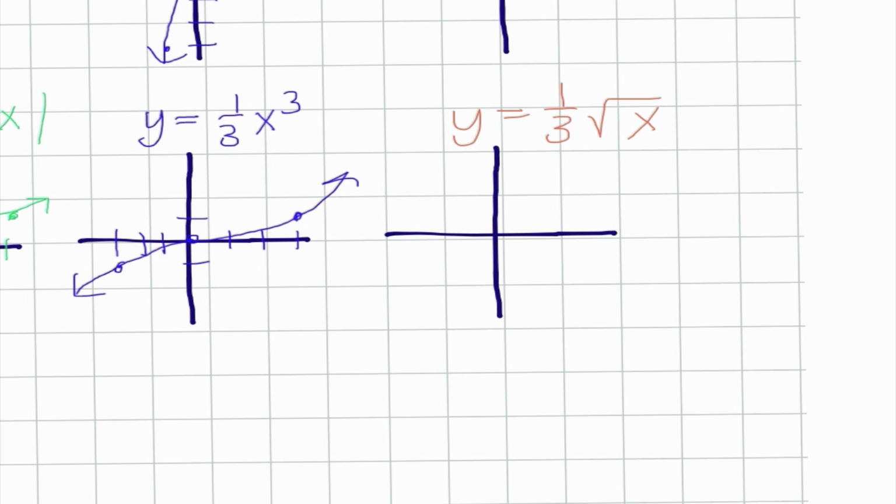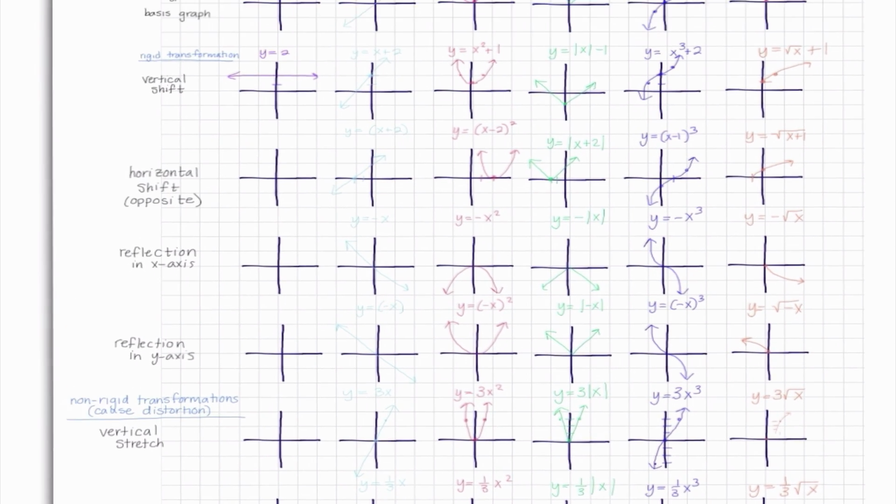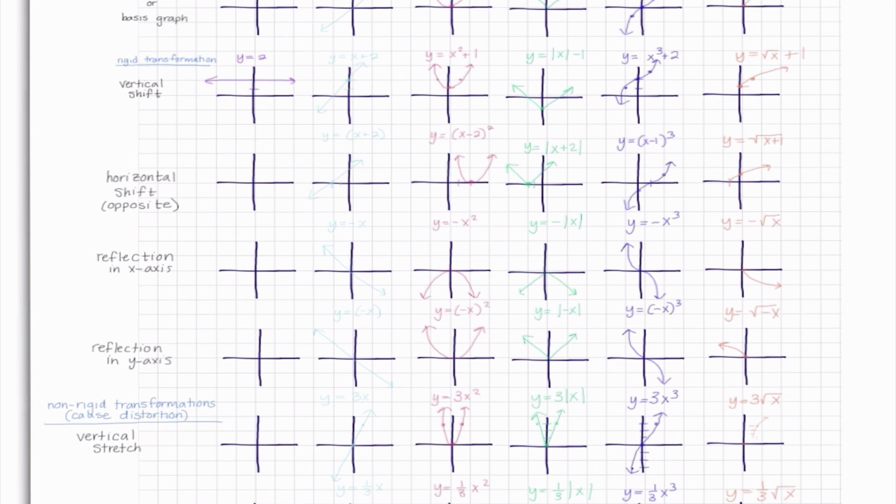Y equals 1/3 square root of x. Since 1/3 is less than 1, we know that that is a vertical shrink. So I'm starting at the origin and I'm going up 1 and to the right 3, and I'm going to draw my graph.